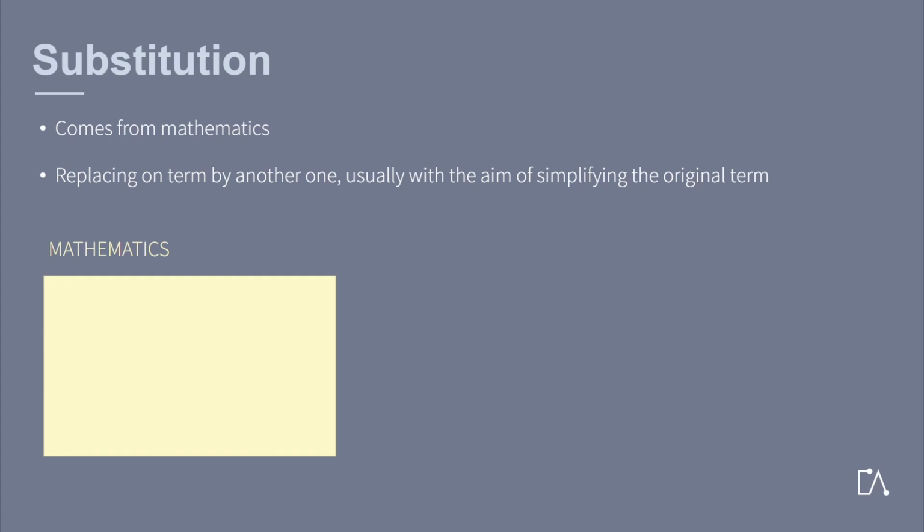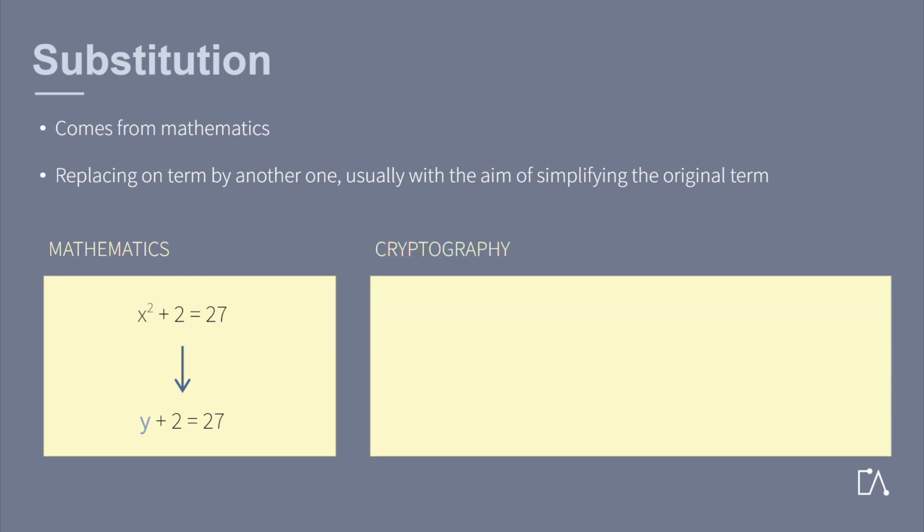For this we use the arithmetic term x squared plus 2 is equal to 27. If x squared is substituted by another variable, the term is simplified. Substitution can also be used in cryptography, for example.